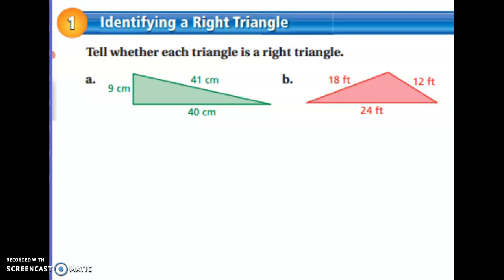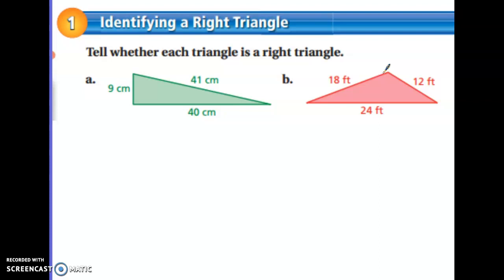Example 1, identifying a right triangle. Tell whether each triangle is a right triangle. In these questions, you're given the lengths of both legs and the hypotenuse, and what they want you to figure out is, are these right triangles? And you can't assume just by looking at them. You can't assume that this is right just because it looks right. You can't assume that this isn't right because it doesn't look right. Because unless the question says that the triangles are drawn to scale, you can't assume that they are.